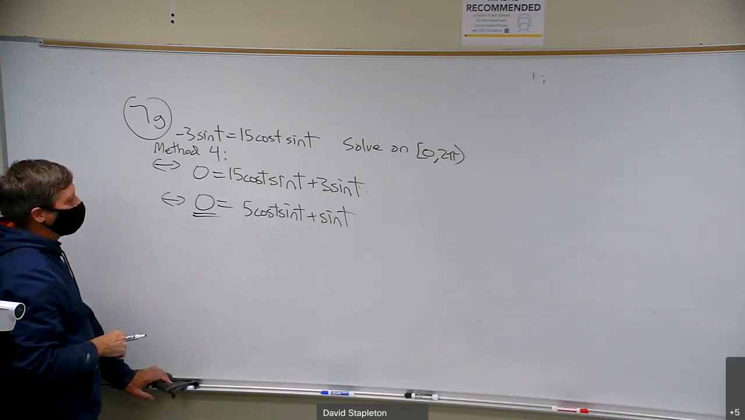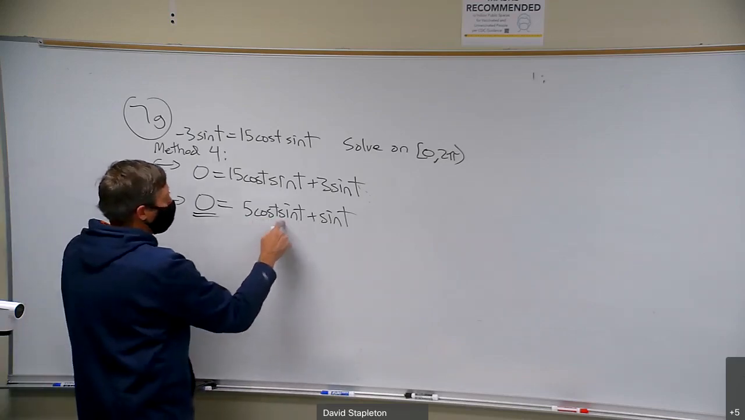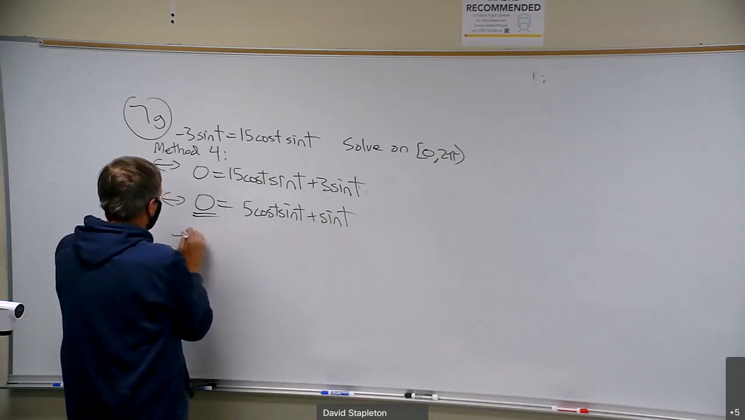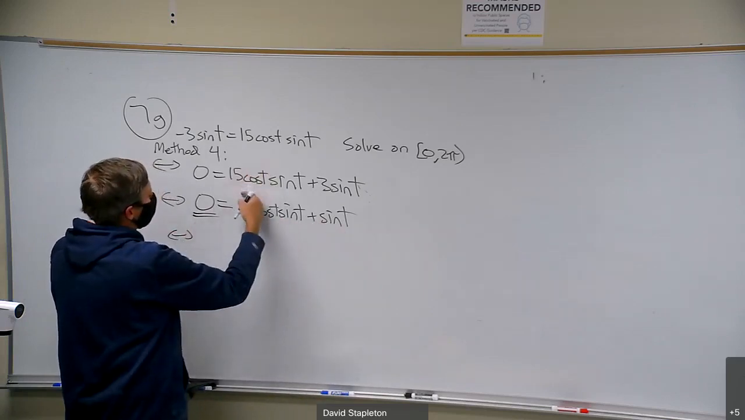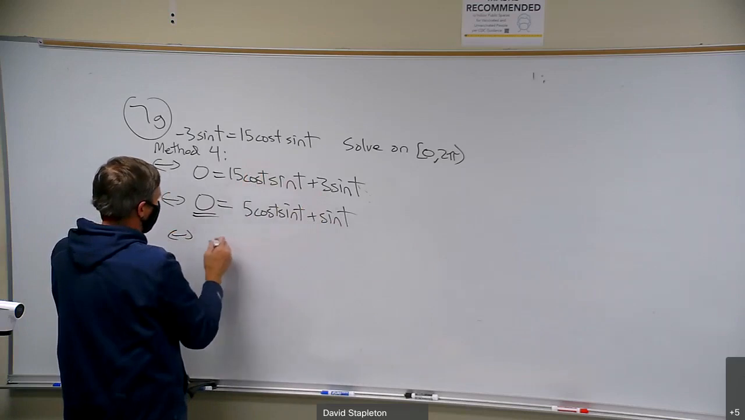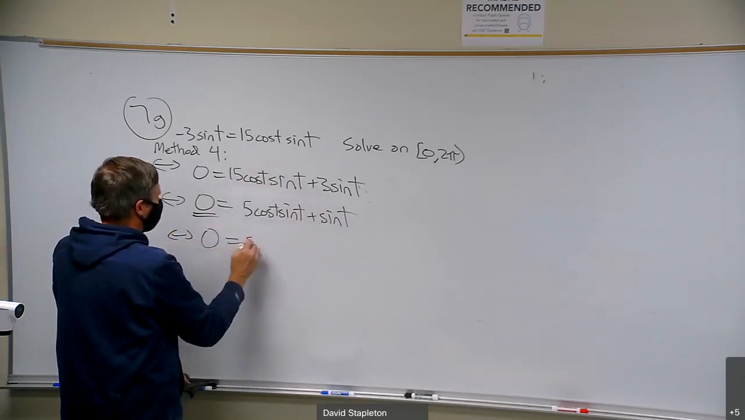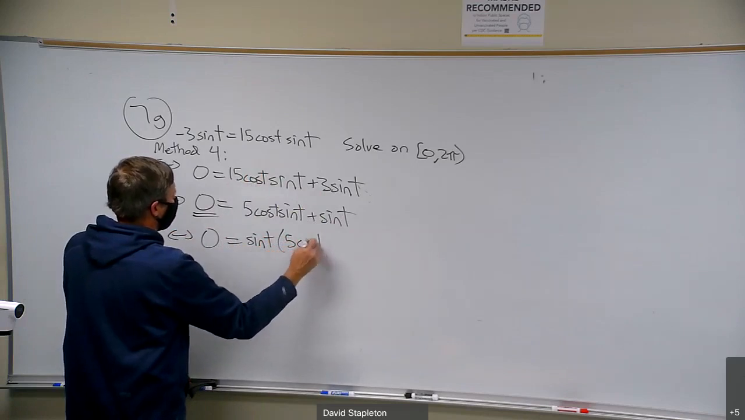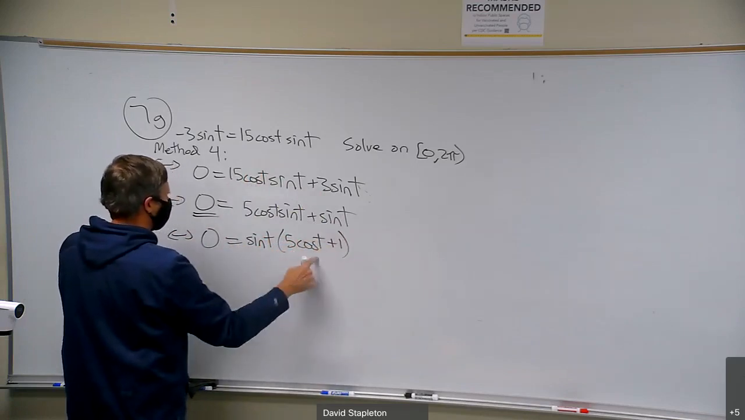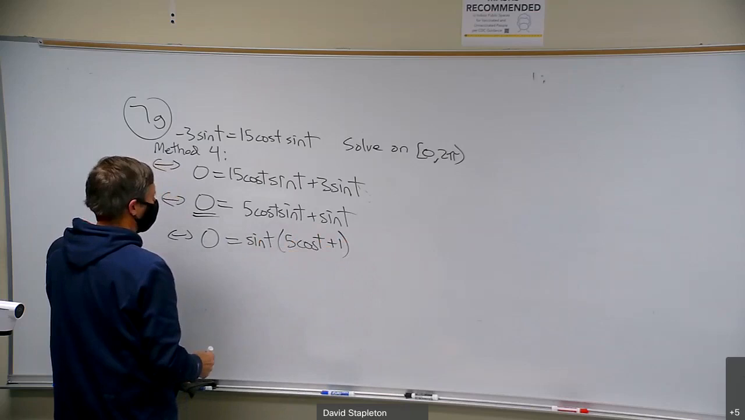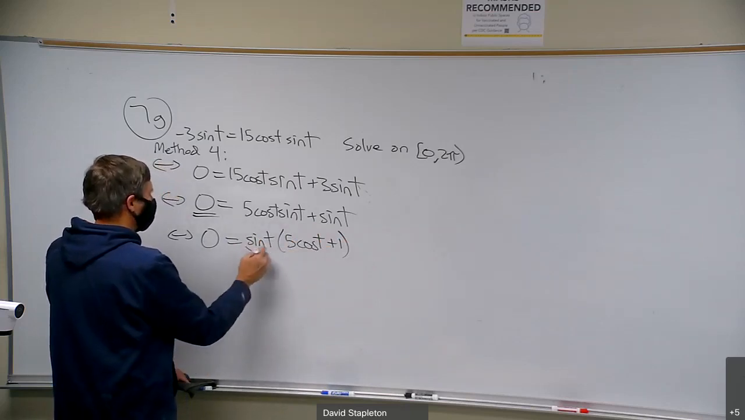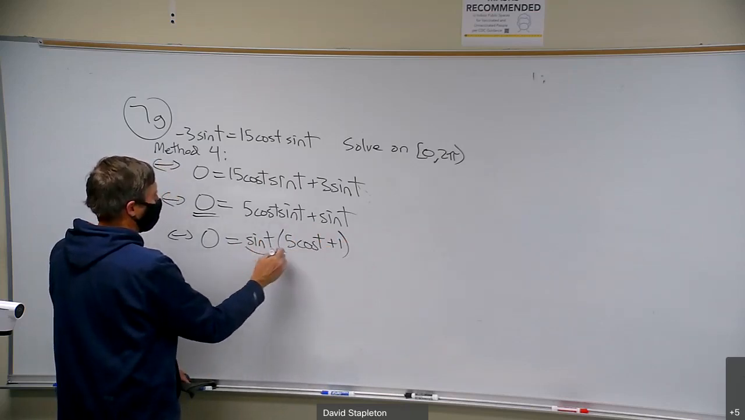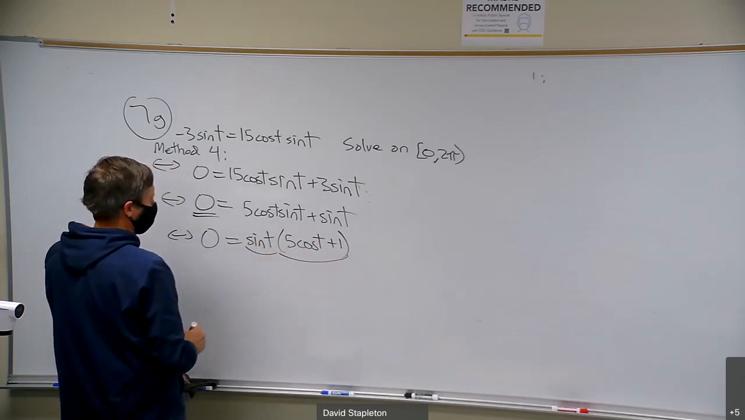Or I can try and factor it with one trig function in each factor. I see a common factor of sine in here. So instead of doing that trick of dividing through by sine and checking sine equals 0 separately, you can factor out sine here and avoid that dilemma. Sine times 5 cosine t plus 1. This times this is this expression by factoring. And now sine is the only trig function in this factor. Cosine is the only trig function in this factor.